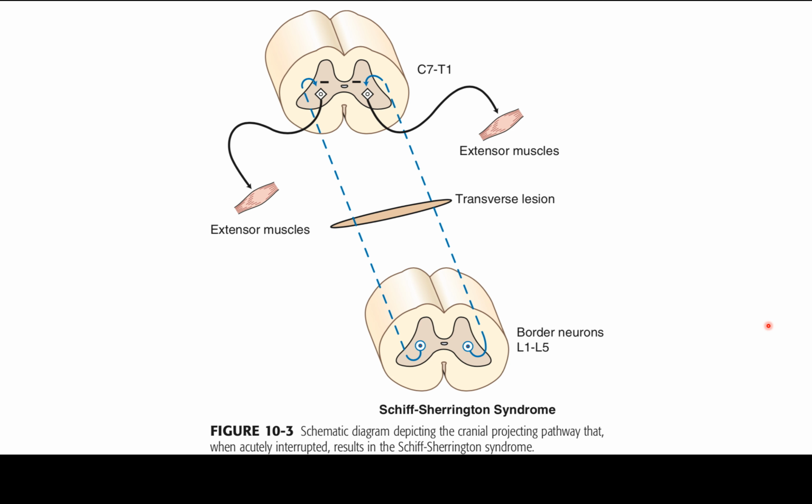Patients with a Schiff-Sherrington syndrome exhibit persistent severe extension of the thoracic limbs in most postures because of disinhibition of the extensor motor neurons in the cervical intumescence. However, when these patients are held up, the thoracic limb gait is normal except for a mild stiffness.